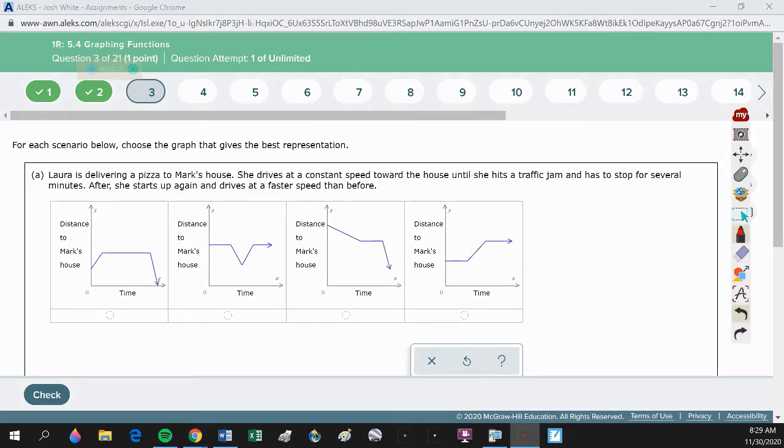So as she drives to Mark's house, is she going to get closer or further away? Closer. The third one. So right here, as time goes on, she gets closer to Mark's house. But then she gets stuck in traffic. And right here, even though time is moving forward, she's not getting any closer. And then this is her going closer to Mark's house. How can you tell she's going faster? It's steeper. Good.